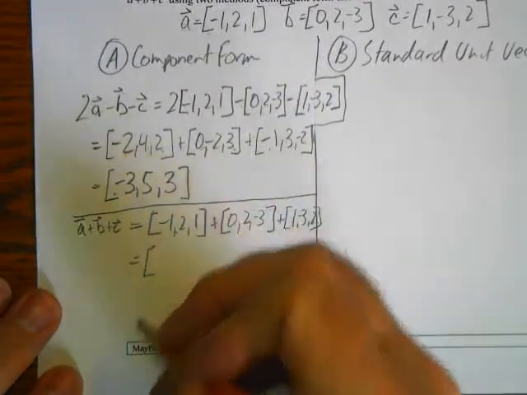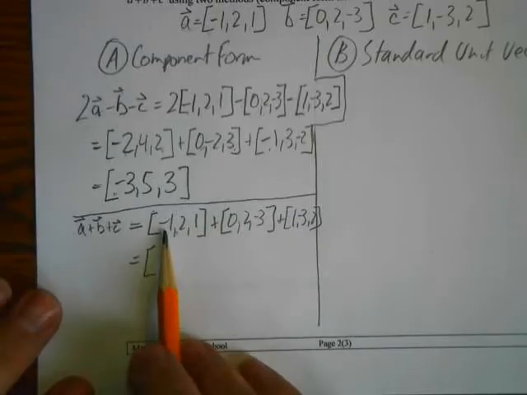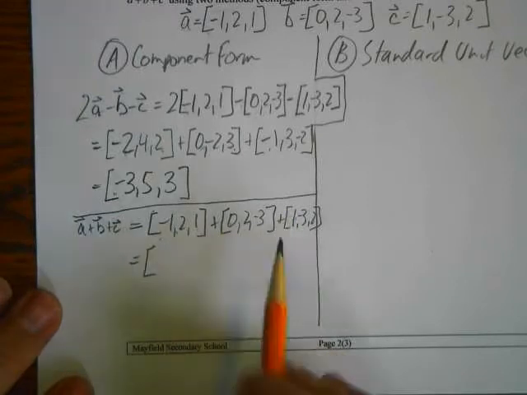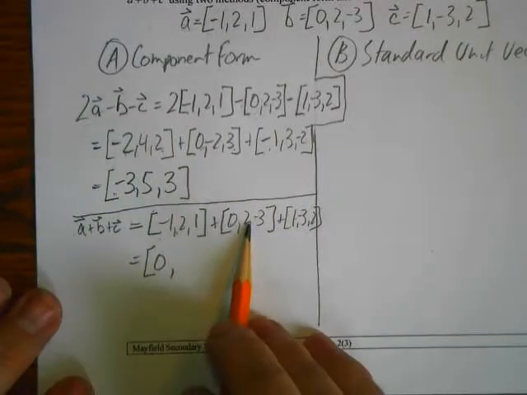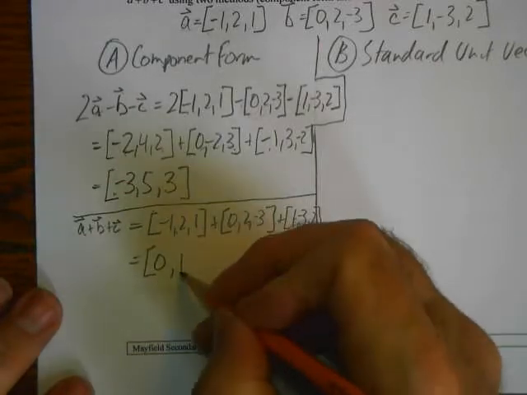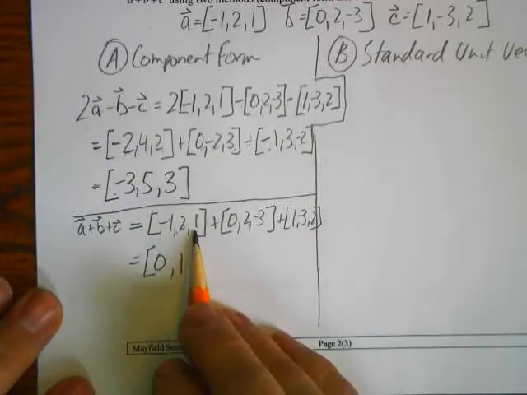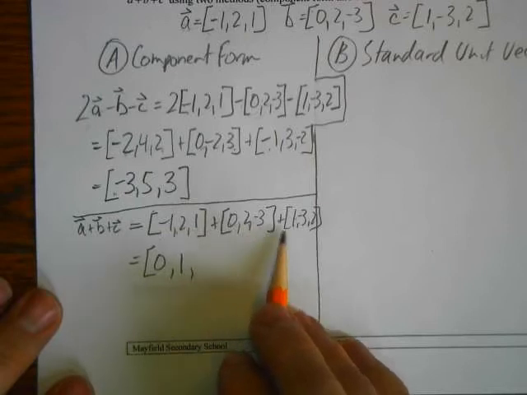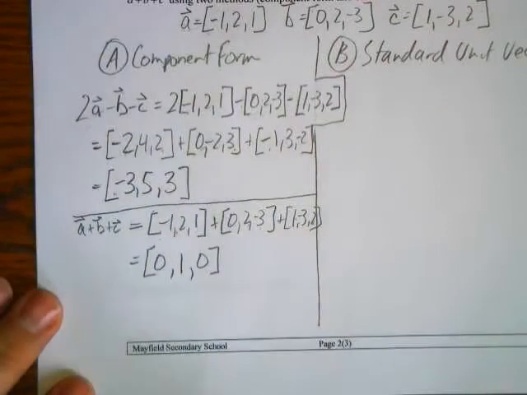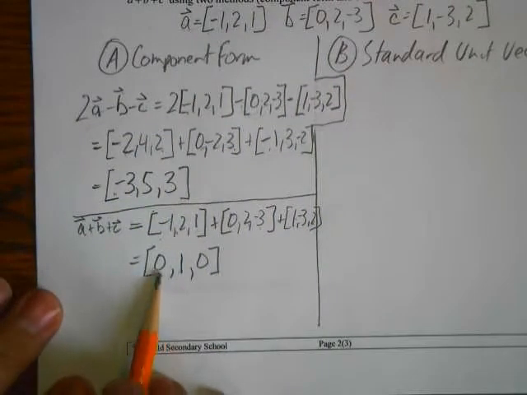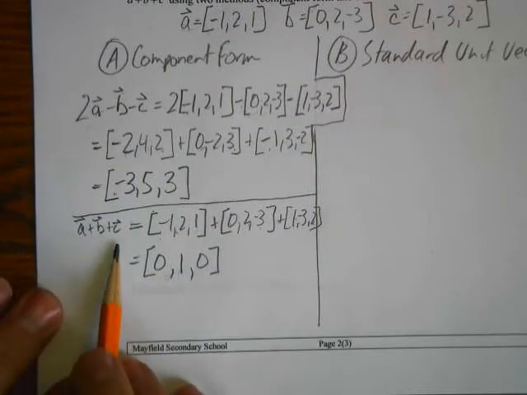And we can add these all at once. We get negative 1 plus 1 is 0. 2 plus 2 is 4, minus 3 is 1. 1 minus 3 is negative 2 plus 2 is 0. So there's the component representation of vector A plus vector B plus vector C.